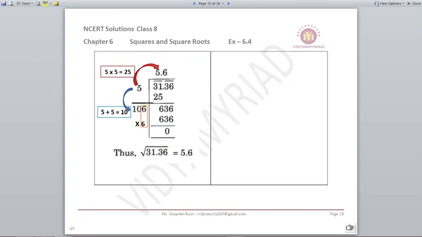Next, 31.36. So pair is 31 and 36. 31 nearby is 5 5s are 25 and 5 plus 5 is 10. 31 minus 25 gives me 6. Bring down 36 and put decimal in the quotient after 5. So now 5 plus 5 is 10. I want 6 at the units place. So 106 into 6, I can get 636. Remainder comes as 0. So square root of 31.36 gives me 5.6.